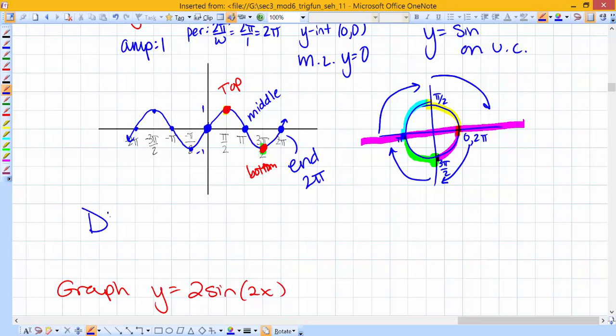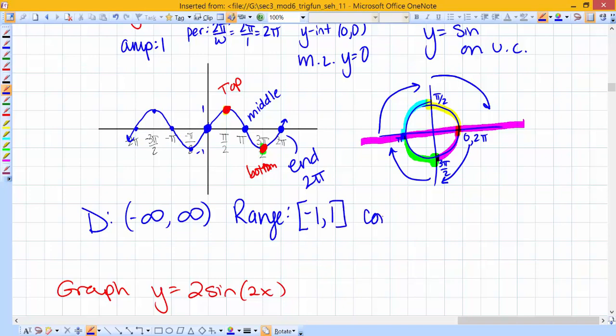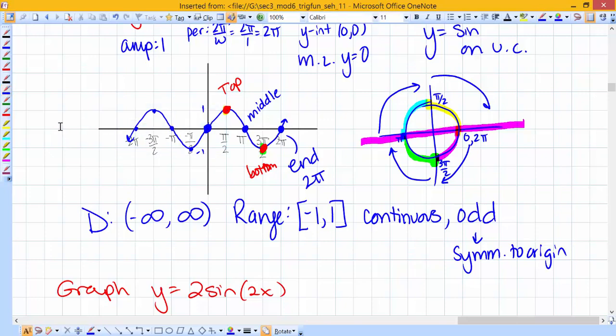Looking at this, I can say my domain. So just talking about some features. This graph will go on forever to the left and the right, -infinity to infinity. Your range is going to be dependent upon the radius. In this case, it's -1 to 1. Let's see, we know it's continuous. It's odd because it's symmetric to the origin. All things that we did talk about in previous modules. We see the y-intercept is 0, 0. There's a bunch of different x-intercepts through here. And they happen at every integer multiple of pi. 1 pi, 2 pi, 3 pi, 4 pi for all of your x-intercepts.